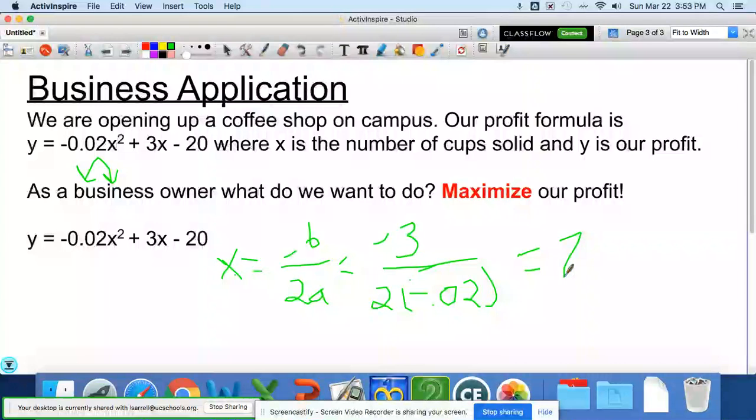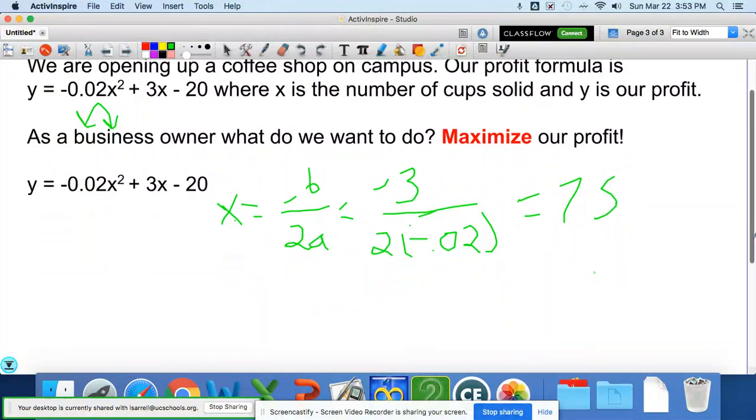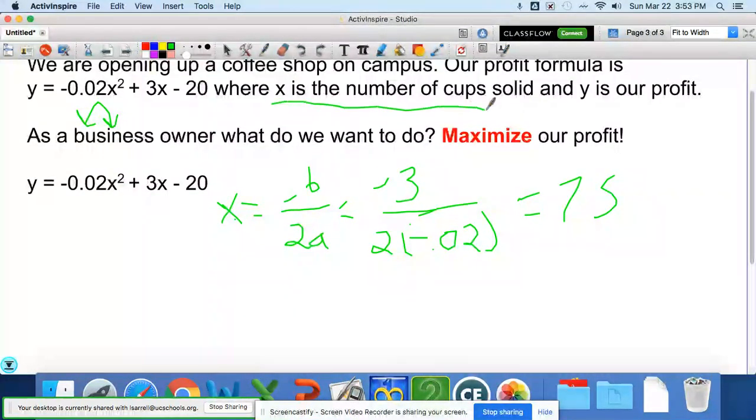So we have found that x equals 75. And remember, x was the number of coffee cups sold. So our maximum happens when we sell exactly 75 cups of coffee. We probably only want to make that many if that's where our maximum profit ends. Well, let's see how much money that would be.